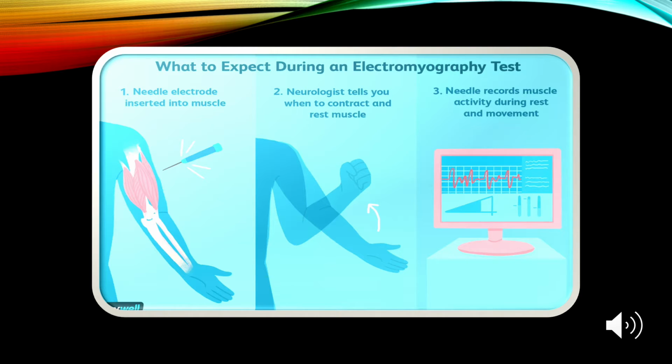Okay, so what to expect during an EMG test? So a needle electrode is inserted in the muscle. Electrodes in this case are being used to detect, translate, and record the electrical signals in your muscles while they're active and at rest. Next, the neurologist will tell you when to contract or rest your muscle. And lastly, we see that the needle records muscle activity during rest and movement.